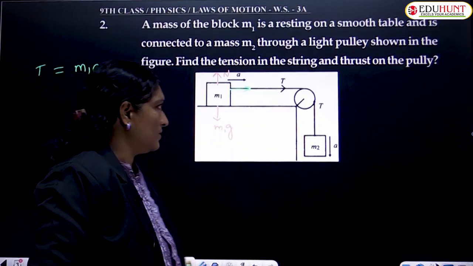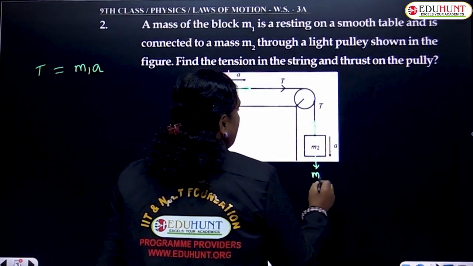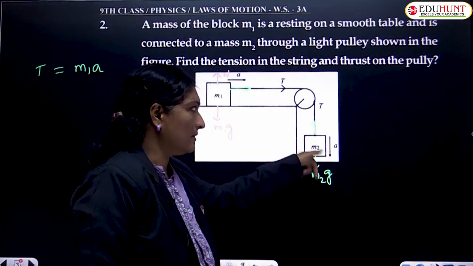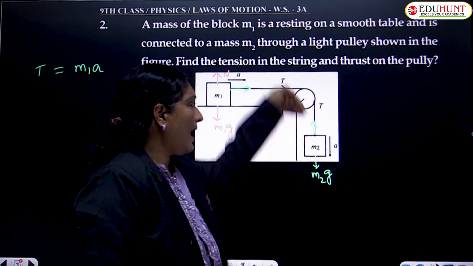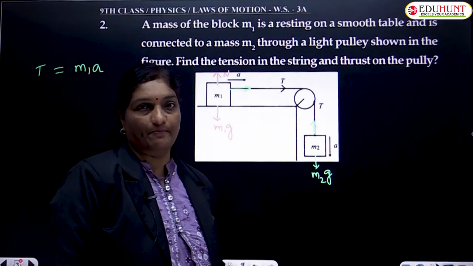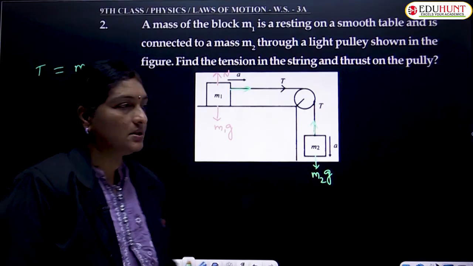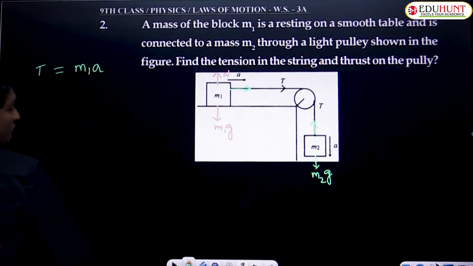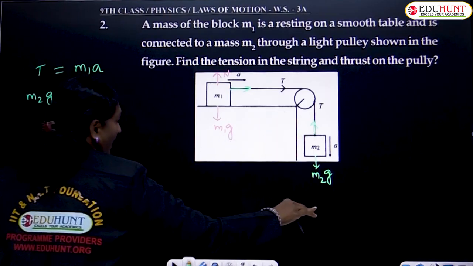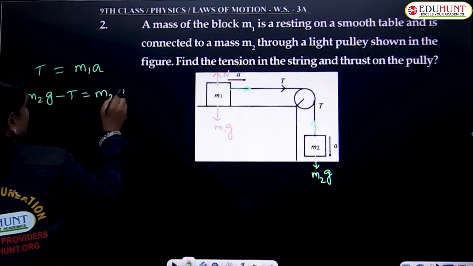Now let us have a look at this. This tension is acting upwards, whereas the weight of the body, M2g, is acting downwards. The body is accelerated downwards according to the figure. As it is accelerated downwards, the downward weight is greater than the upward force. So what is the downward force? M2g is greater than the tension T. Writing the equation of motion for this, the net force equals the higher force minus the lower force: M2g minus T equals M2a.